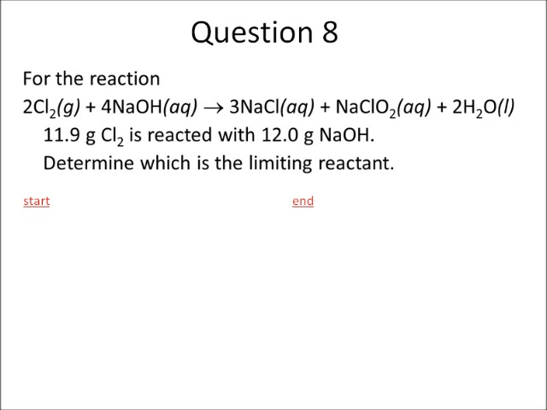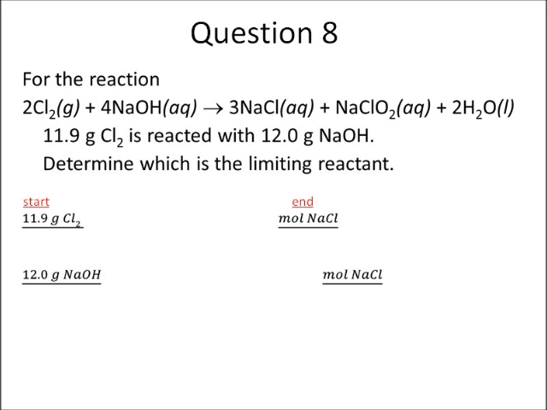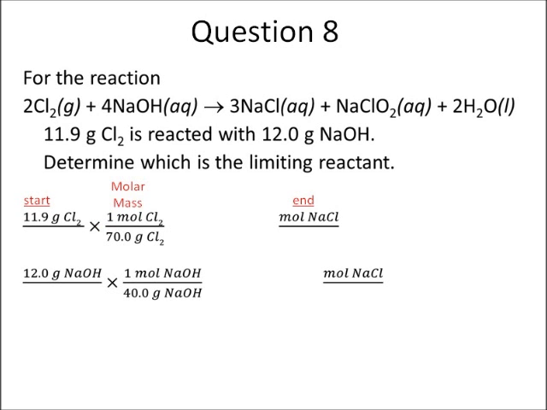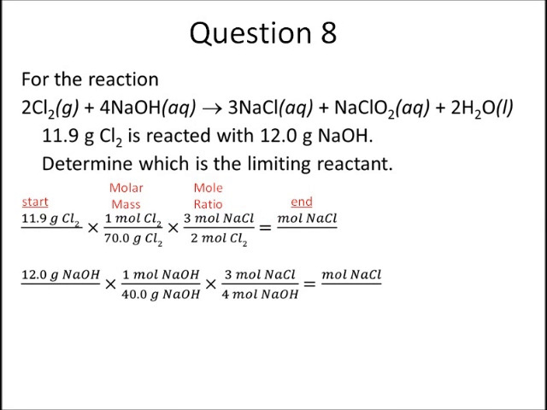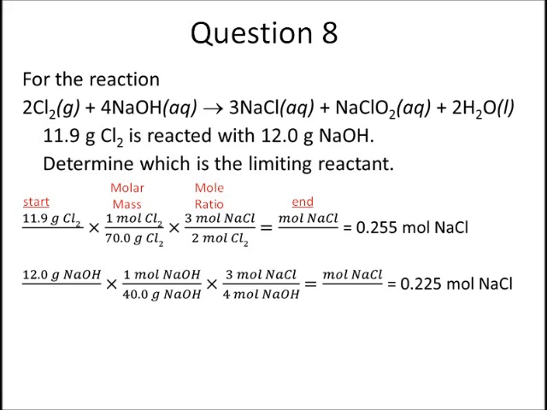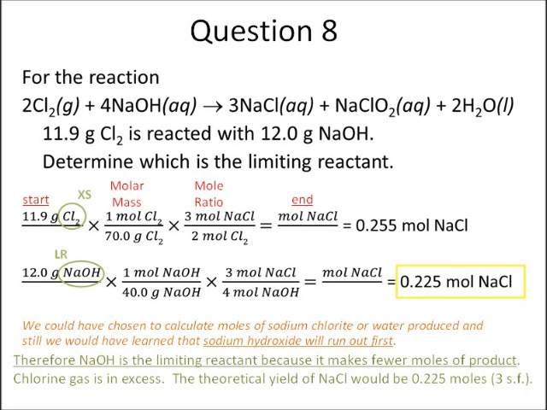So again, we have two starting points because we have two different reactants and both quantities are given in the problem. We're going to use the molar mass of chlorine and the molar mass of sodium hydroxide to get to moles. Then we're going to use the mole ratio from the coefficients of the balanced chemical equation to get to moles of product. We can get a numerical answer for moles of sodium chloride based on both reactants, and we see which one is less. The sodium hydroxide is going to produce less sodium chloride, so sodium hydroxide is our limiting reactant, and the chlorine gas is in excess.